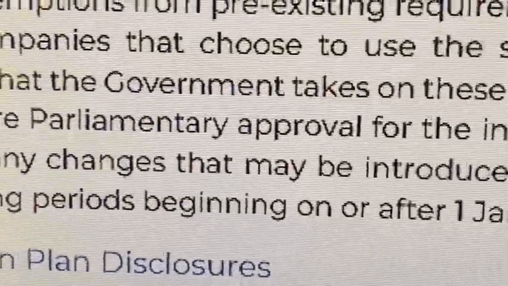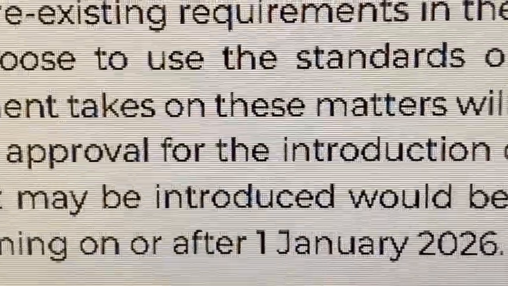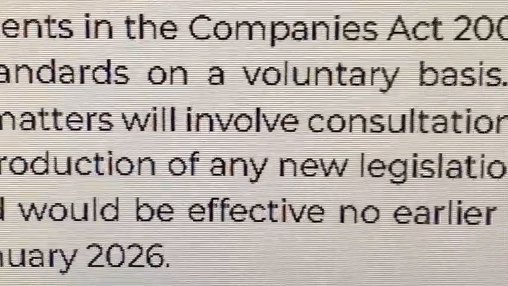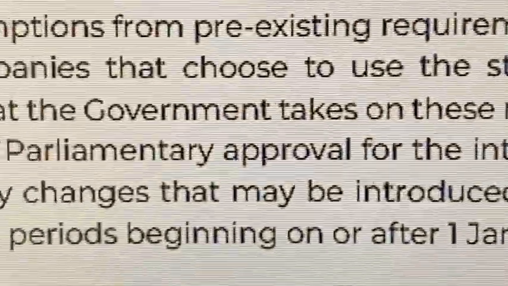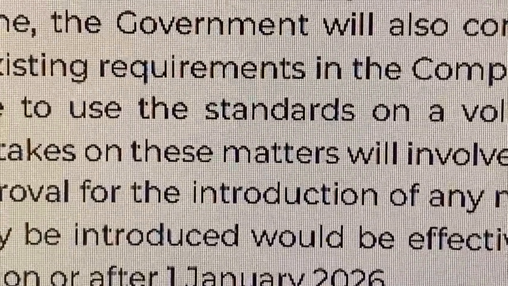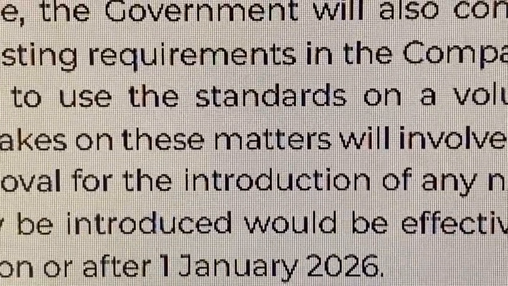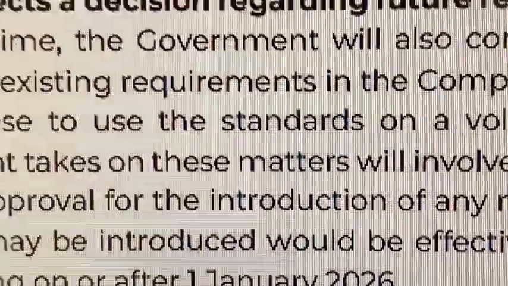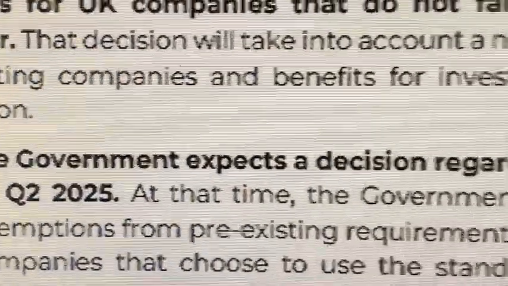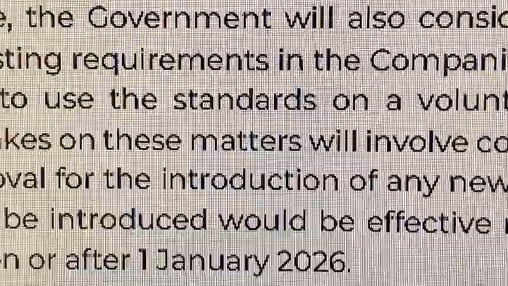Another key date is the 1st of January 2026. So it explains here, any changes that may be introduced would be effective no earlier than accounting periods beginning on or after the 1st of January 2026. So not next year, but the accounting year after, which would mean reporting in 2027. But we haven't gone through all this yet, so it might even be later than that, TBC. But the earliest is the 1st of Jan 2026.